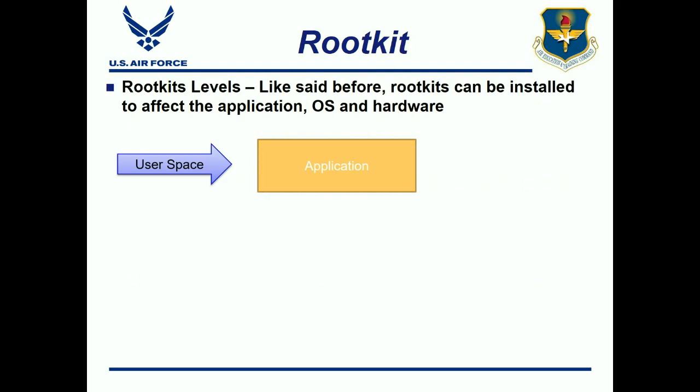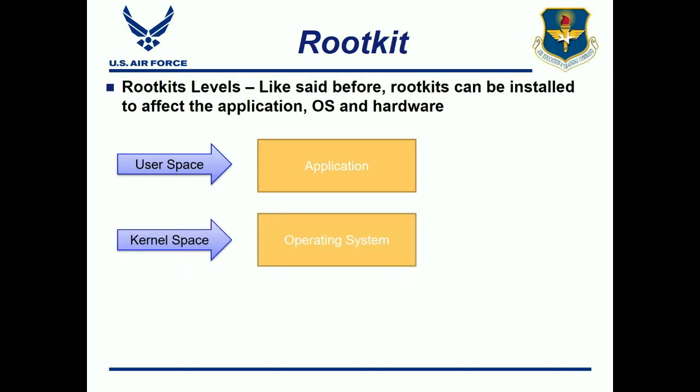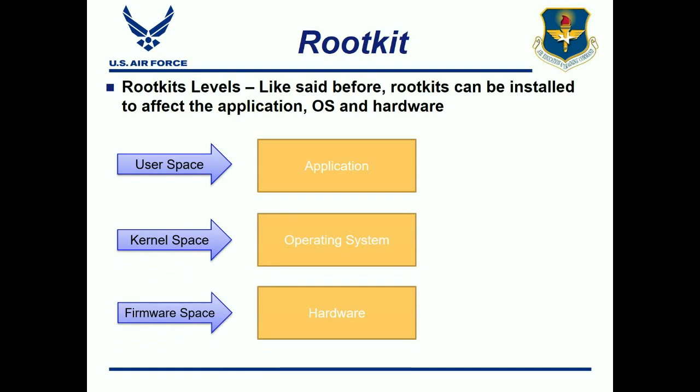Now these rootkit levels. Like I said before, rootkits can be installed to affect the application, OS, and hardware. Here we see the user space is called the application, and the rootkit could be installed there to affect a program. Rootkits may also be installed at the operating system level or the kernel space. And if we're going to affect hardware, then we need to install a rootkit on the firmware space.